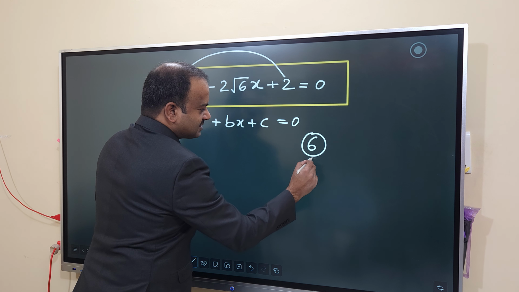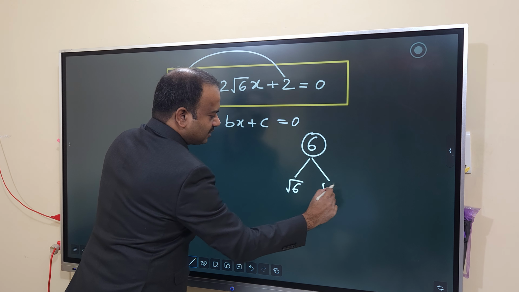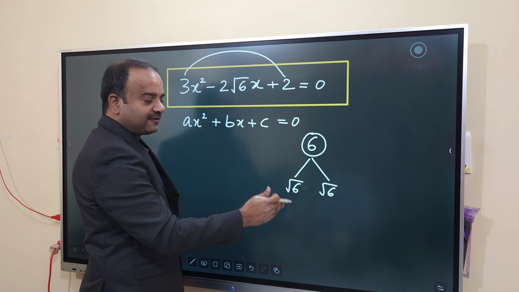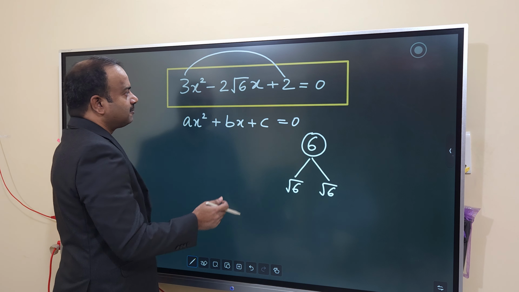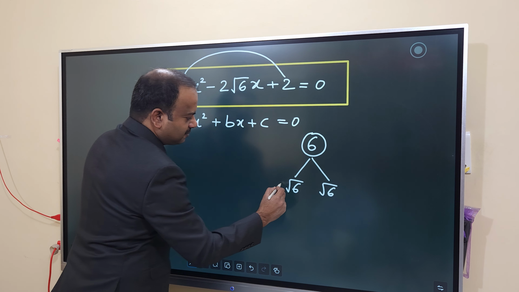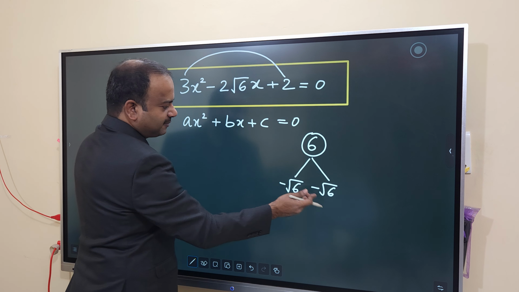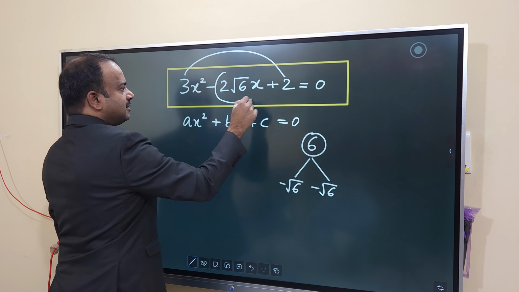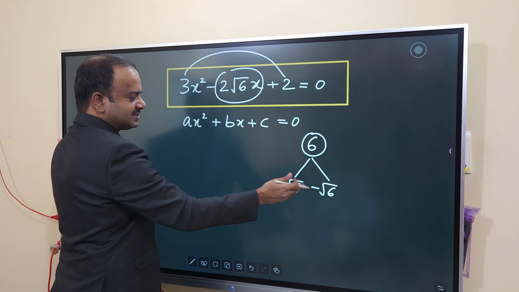Very simple in this case: 6 can be written as the square root of 6 times the square root of 6. When you multiply root 6 and root 6, you get 6. And when you add them, root 6 plus root 6 is 2 root 6. But I need to get minus here, so I'm going to put minus and minus. When you add, it's minus 2 root 6, and when you multiply, it is 6. So now I'm going to write this minus 2 root 6x as minus root 6x minus root 6x.